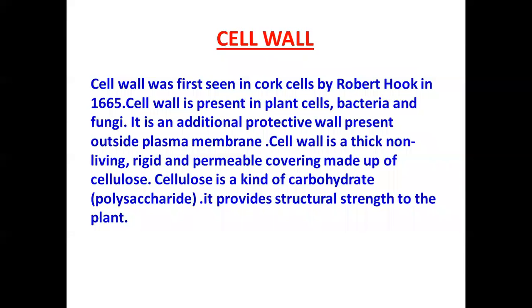What is the cell wall? Cell wall was first seen in the cork cell by Robert Hooke in the year 1665. Cell wall is present in plant cells, bacteria and fungi. It is an additional protective wall present outside the plasma membrane. Cell wall is a thick, non-living, rigid and permeable covering made up of cellulose. Cellulose is a kind of carbohydrate, that is a polysaccharide, and it provides structural strength to the plant.